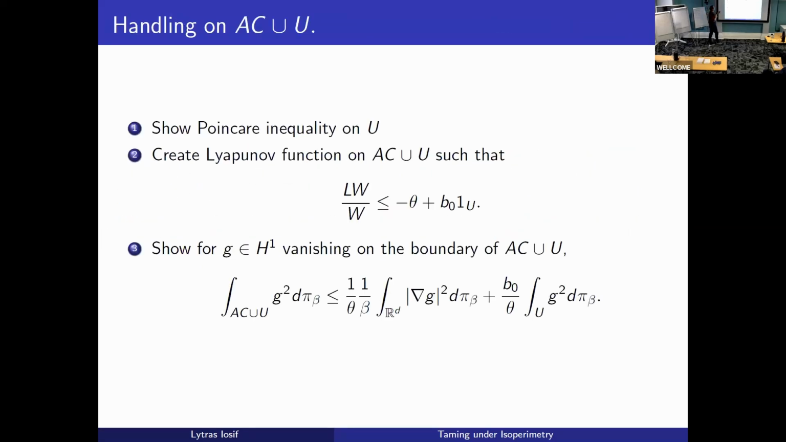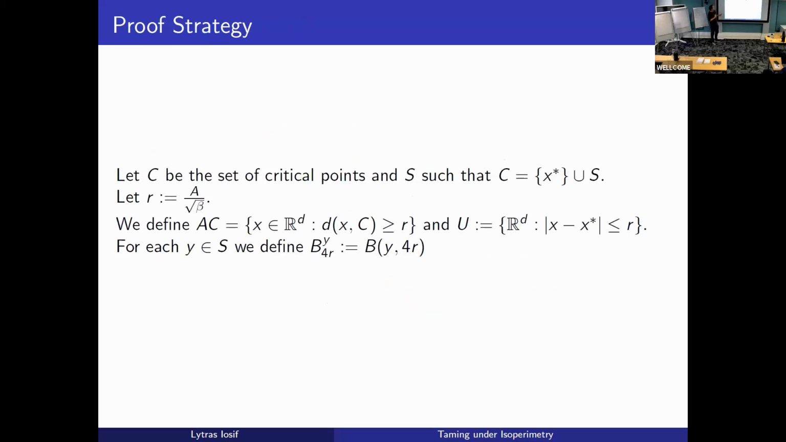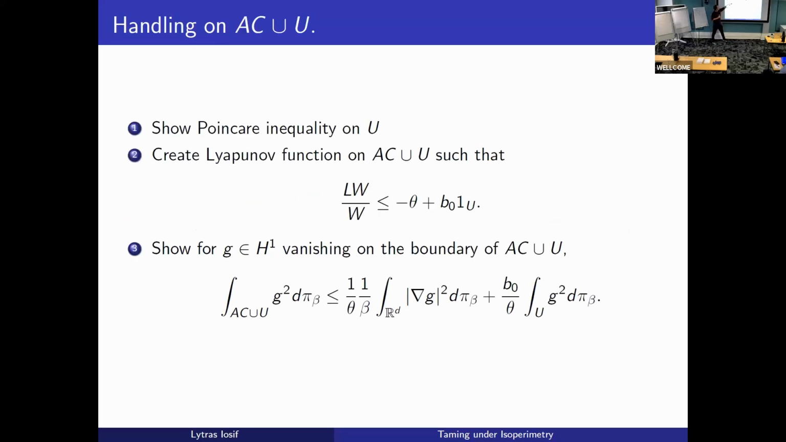So first, what we do here, we will show a Poincare inequality on U, and these balls of radius R are put in a way that they are controlled by beta. So because of the choice of beta that we make, here we will be strongly convex in this ball around the local minimum. So this is very easy, Bakry-Emery theorem.